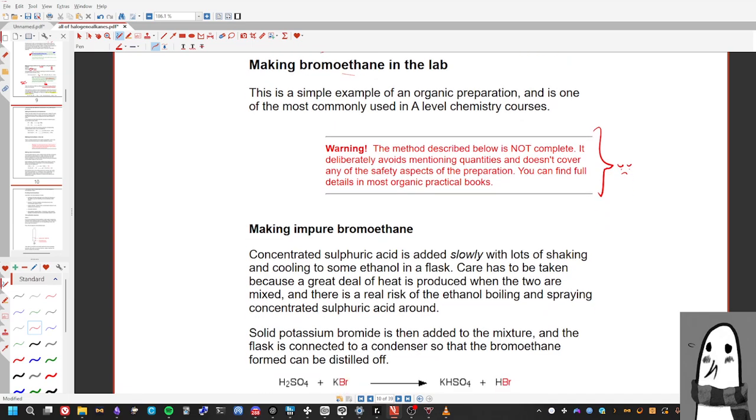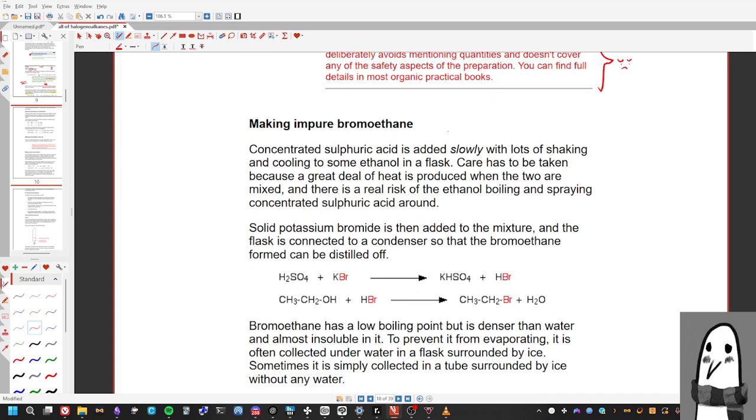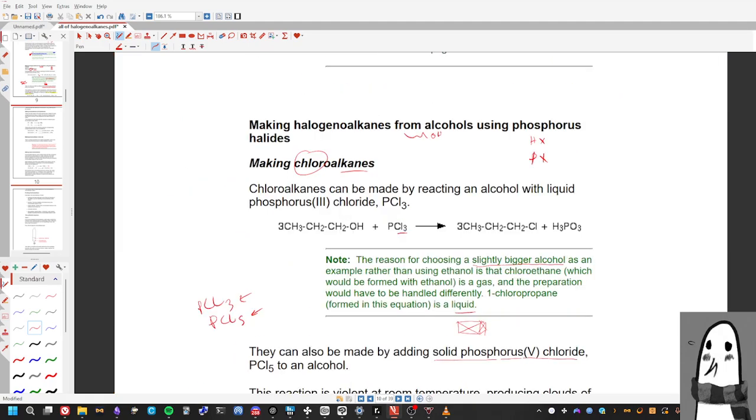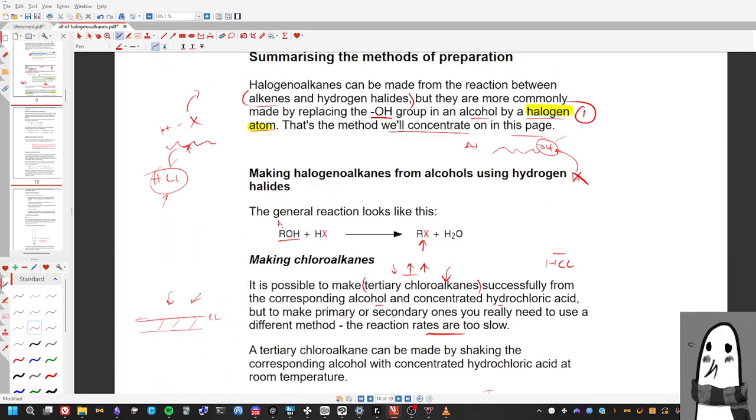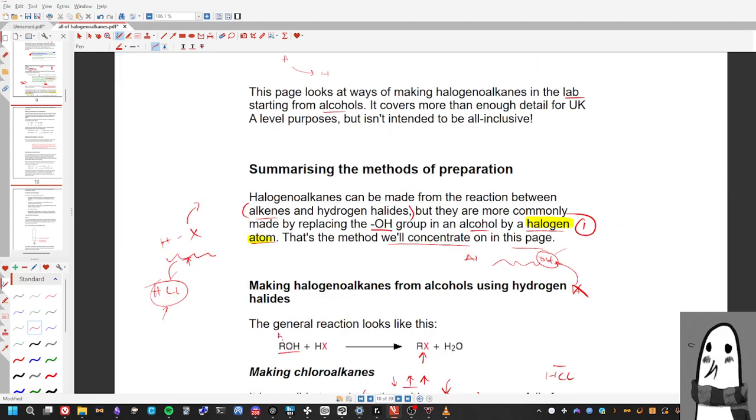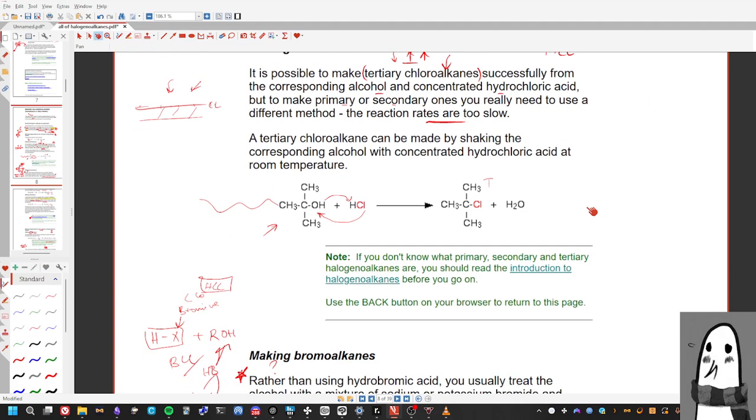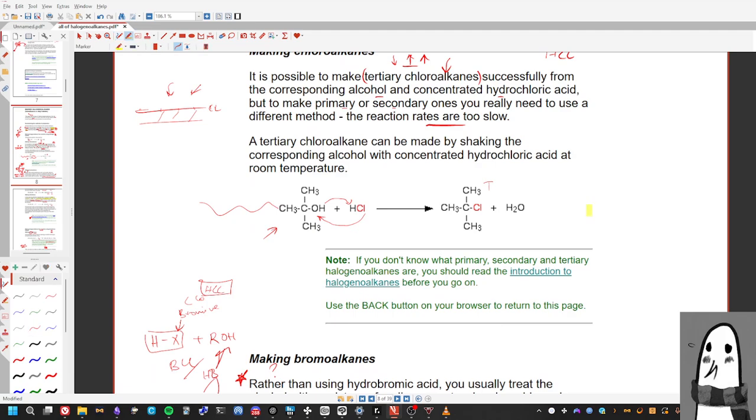And how are we going to be doing that? Since it's bromine, are we using phosphorus or are we using sulfuric? In this case, we're talking about sulfuric. Over here, we're talking about phosphorus halides, and the other one, we're talking about hydrogen halides. And when we're talking about hydrogen halides, we noticed that chloro used concentrated hydrochloric acid.